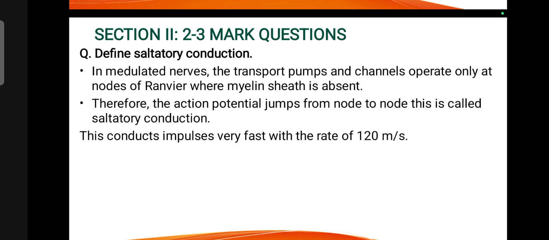Define saltatory conduction. In medullated nerves, the transport pump and channels operate only at the node of Ranvier, where the myelin sheath is absent. Therefore, the action potential jumps from node to node. This is called saltatory conduction. They conduct impulses very fast, at the rate of 120 meters per second.